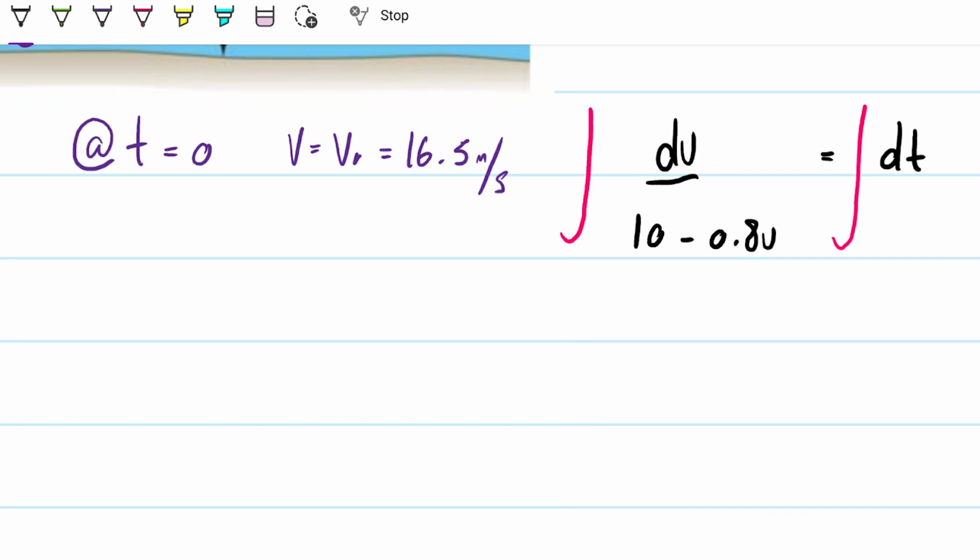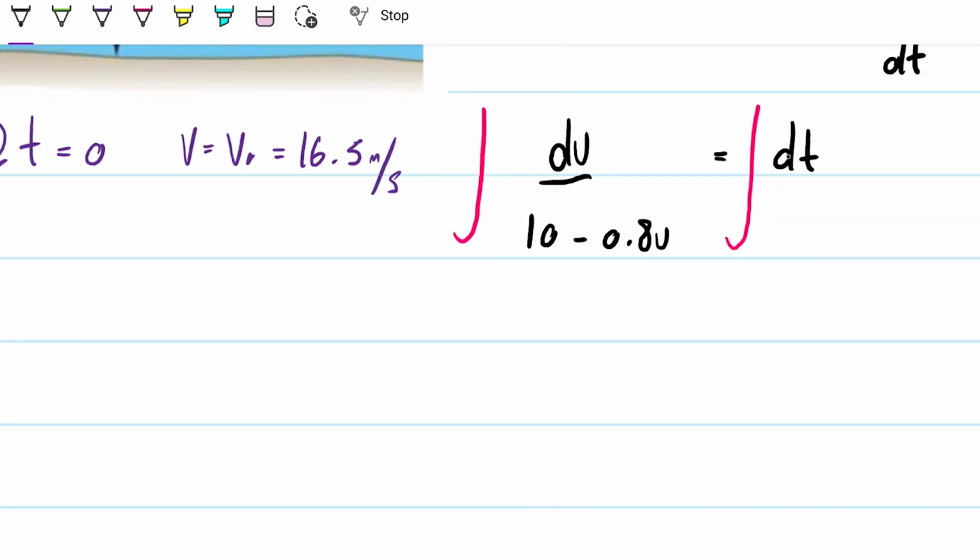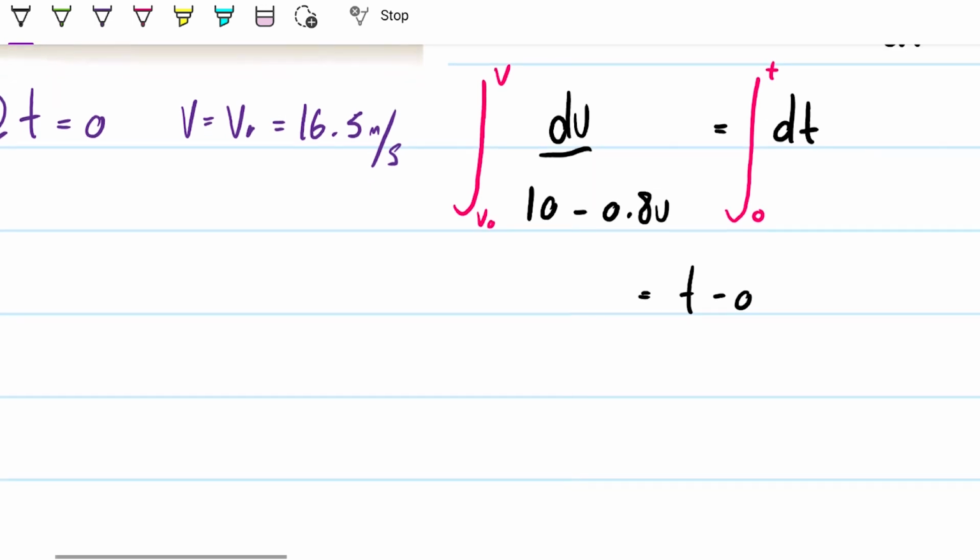Okay, so how do I solve this integral? Obviously on this side, I'm going to go all the way from time 0 to time t. And over here, I'm going to go from v naught, which is 16.5, all the way to any v that I want. On the right-hand side, I'm going to get t minus 0, so that's lovely. But on the left-hand side, I need to do a substitution to be able to solve this.